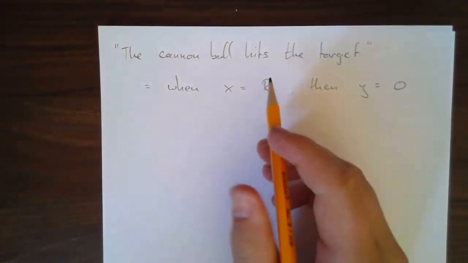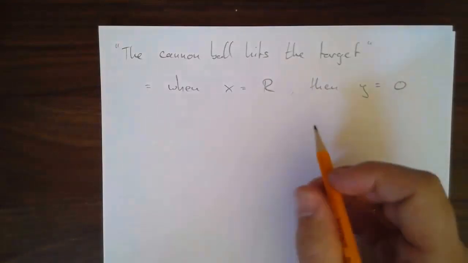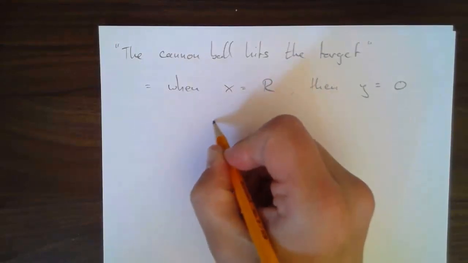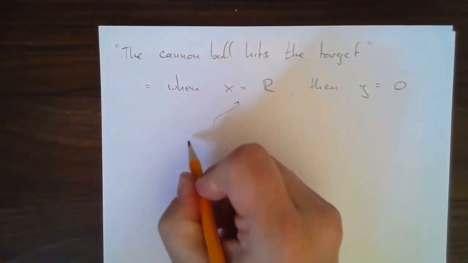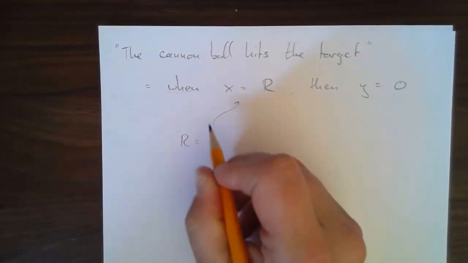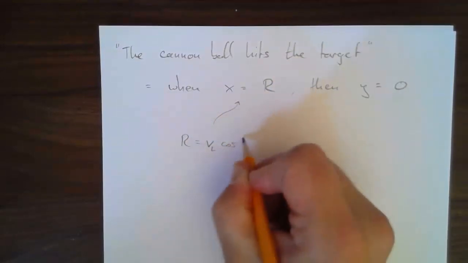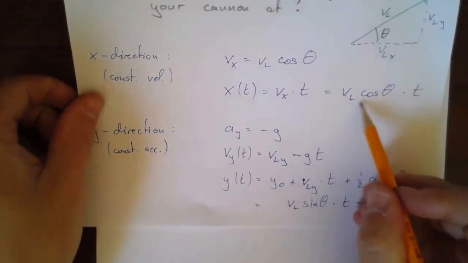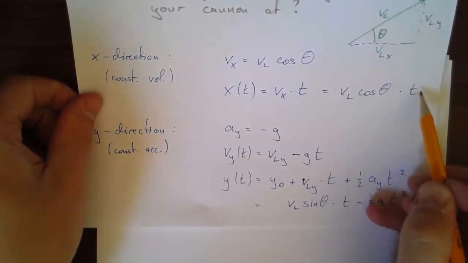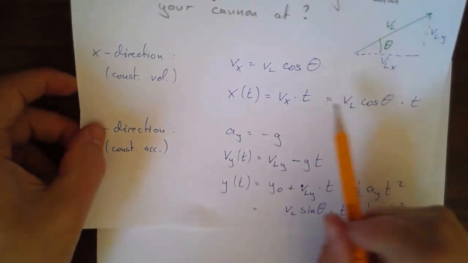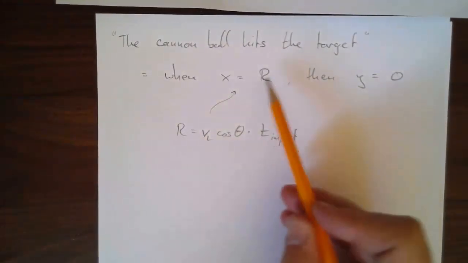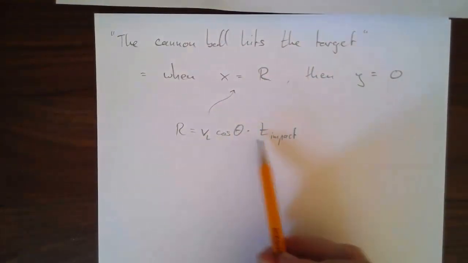Okay, so let's call the time t impact, the impact time. So let's write this down. In the x position, I can write r is equal to VL cosine theta times t impact, right? Because this is the x position for any time. Well, when the time is the impact time, and I don't know what that is, x better be equal to r, kind of by definition, right? The impact is when x reaches that distance.